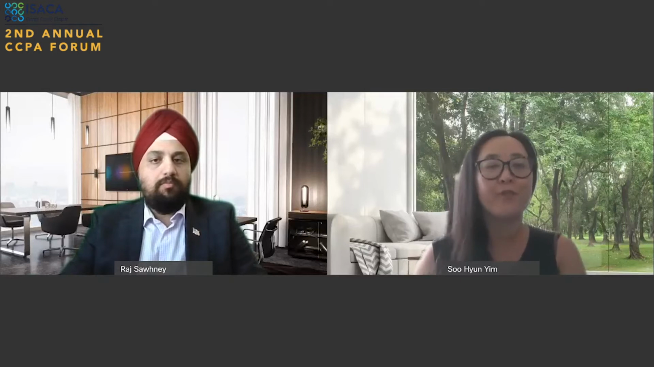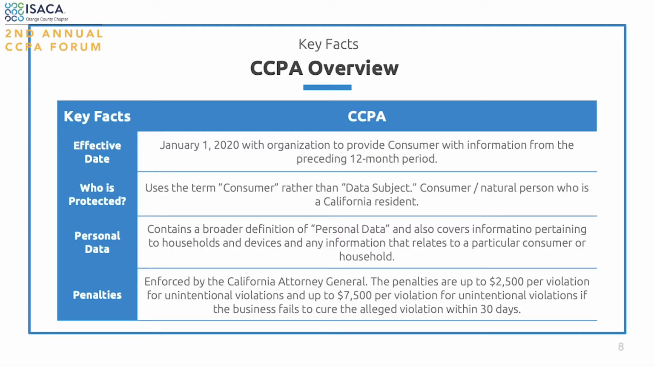We're all very familiar with CCPA, so I'll just give a quick overview. CCPA became effective on January 1st, 2020. However, there is a caveat: even though it became effective on January 1st, 2020, companies are expected to be able to act on consumer rights requests when they come in on January 1st, 2020.